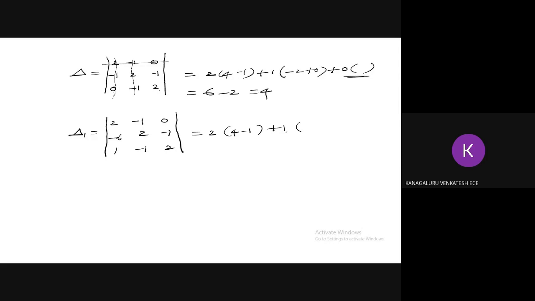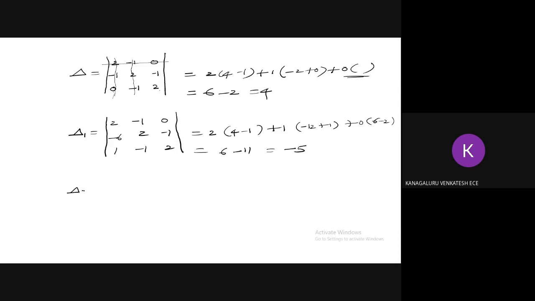Okay. Now, plus 1 multiplied by minus 12 plus 1. And then 0 multiplied by anything, as I said, anyhow it is going to be 0. It is going to be 6 minus 2. What do you get? 6 minus 11. Am I right? It's going to be minus 5.